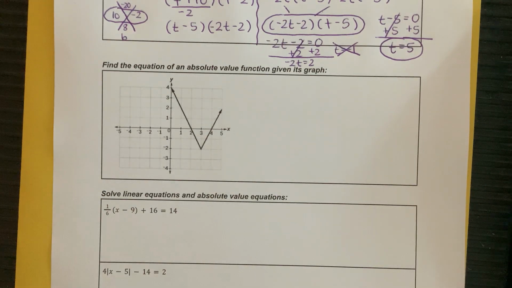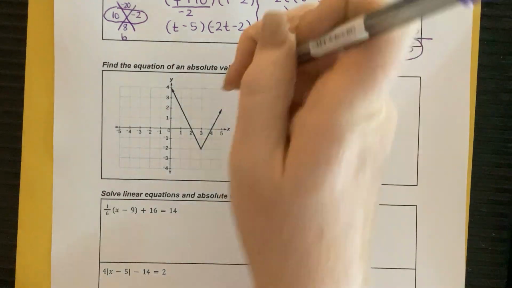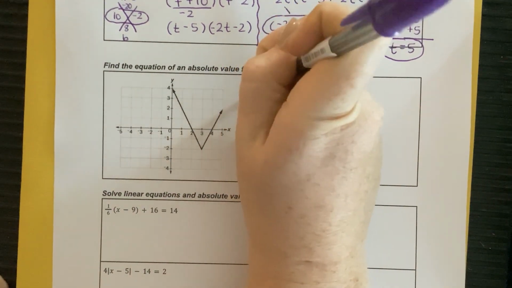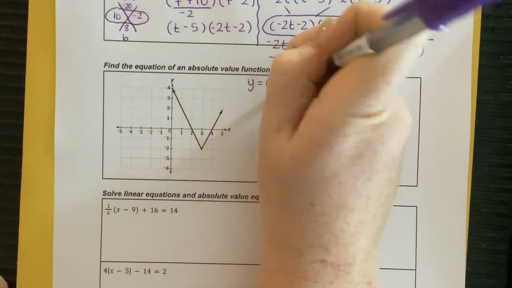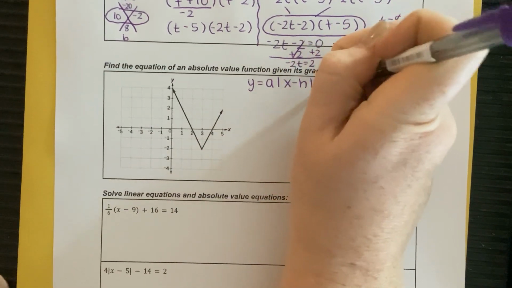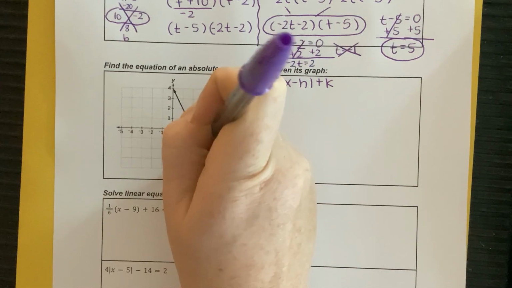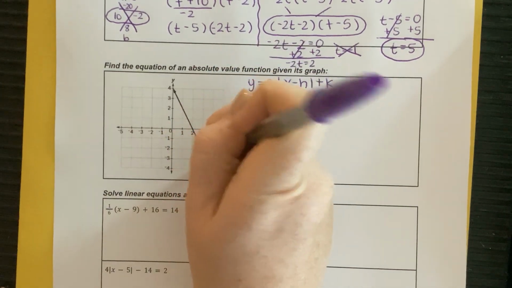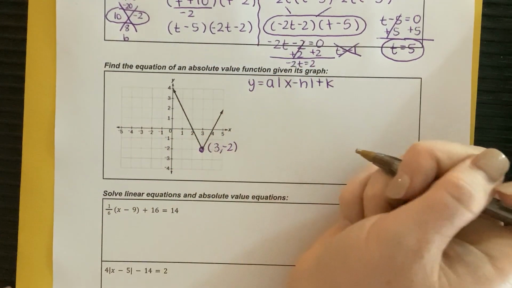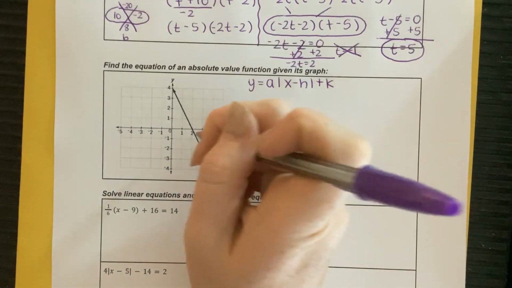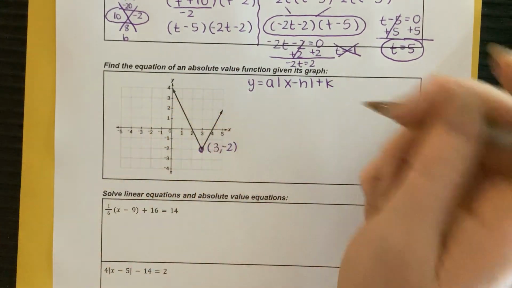Okay, now we're going to get into some absolute value stuff. So starting with this first one, remember, you're always going to want to write your absolute value as y equals a times the absolute value of x minus h, plus k, with those absolute value bars. So right off the bat, our vertex is right here, and that vertex is at the point (3, -2). If you think about it in terms of a shift, we went right 3 and we went down 2.